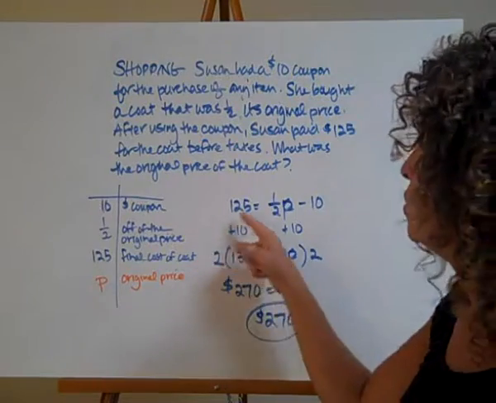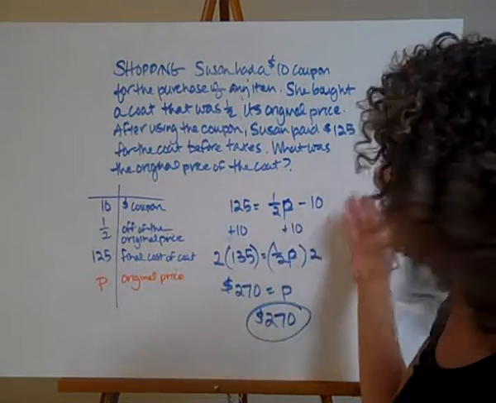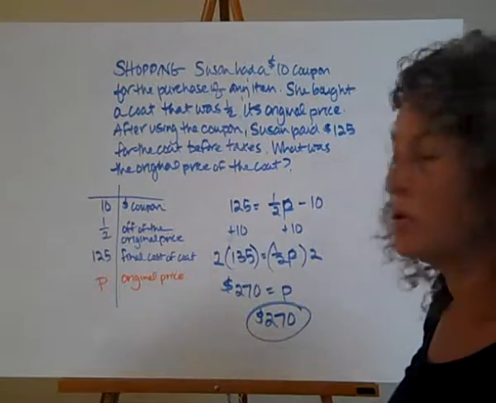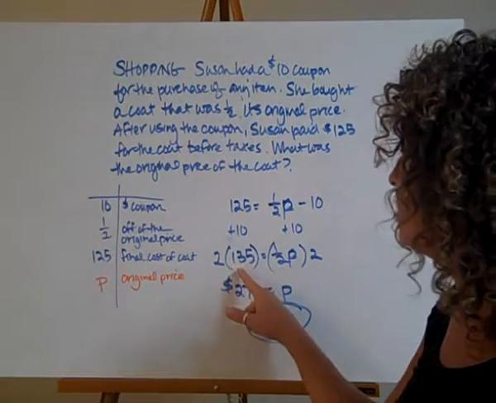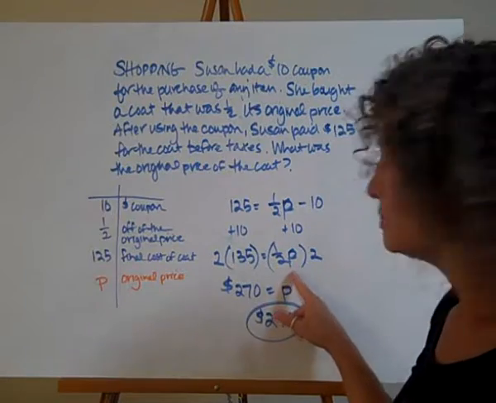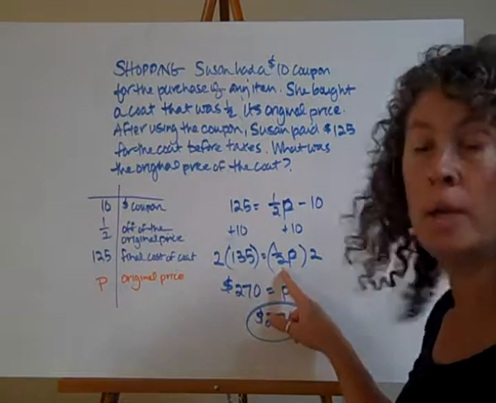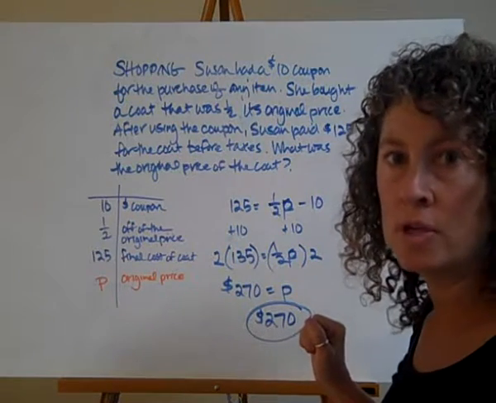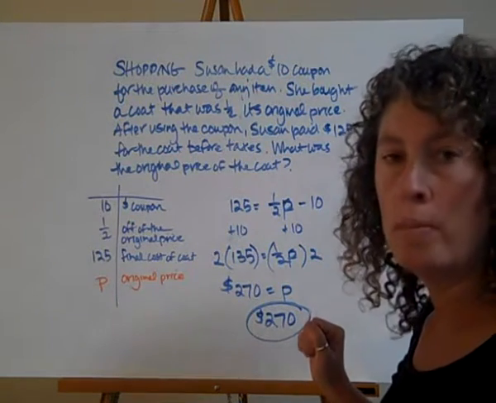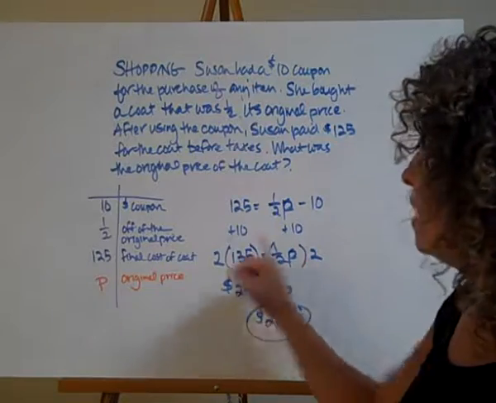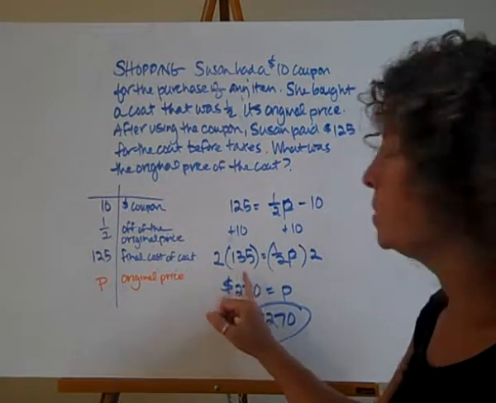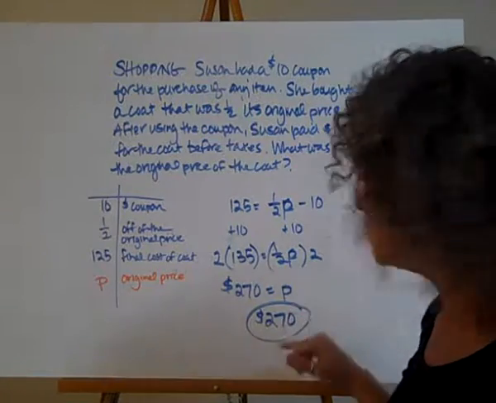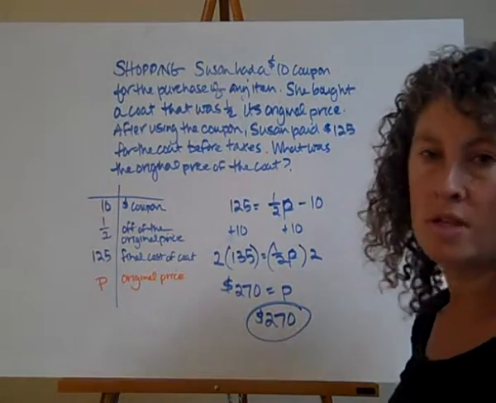So let's take our equation, 125 equals 1/2 p minus 10, and let's solve for the original price of this coat. So we're going to add 10 to both sides. I get 135 equals 1/2 p. Now I need to get rid of this 1/2. We multiply by the reciprocal. We do not divide by fractions. Highly illegal. We multiply by the reciprocal. So I have parentheses on each side because I'm multiplying by 2. I end up with 270 equals p, so the original cost of the coat is $270.